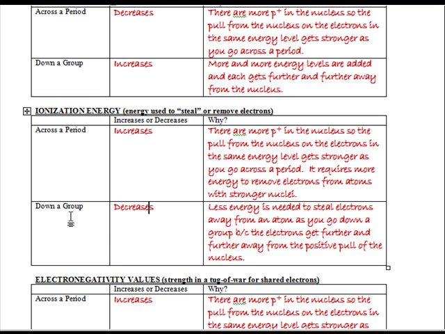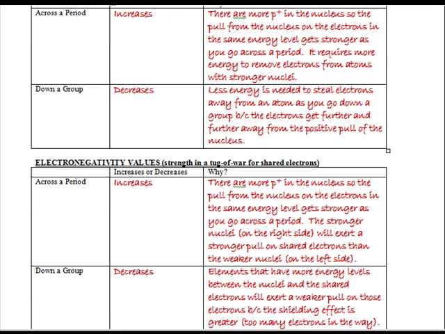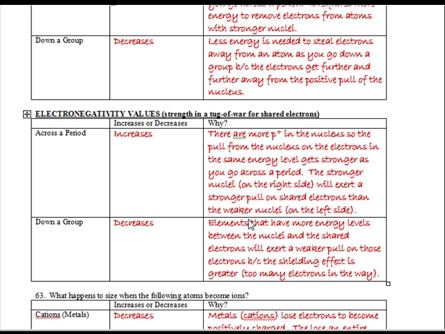As you go down a group, the bad guy would need less energy to come in and steal somebody from the bottom of the group, or the back of the classroom, than from the top, closer to the nucleus, or closer to the teacher. So less energy is needed to steal electrons away from an atom as you go down a group because the electrons get further and further away from the positive pull of the nucleus. The nucleus can't put up as much of a fight when it's dealing with valence electrons far away as when the electrons are closer. So it requires less energy, so it decreases.